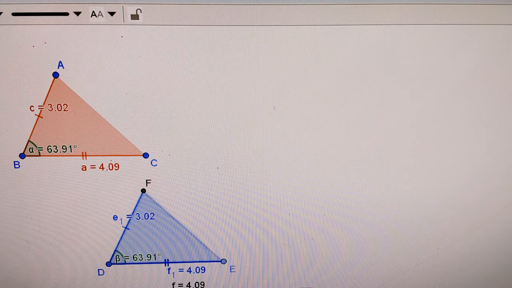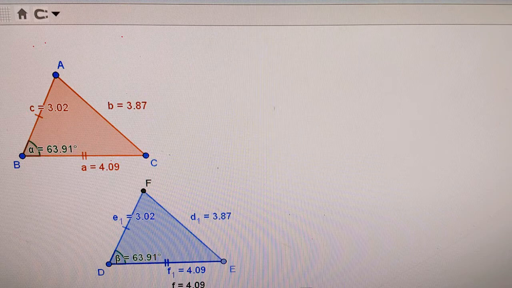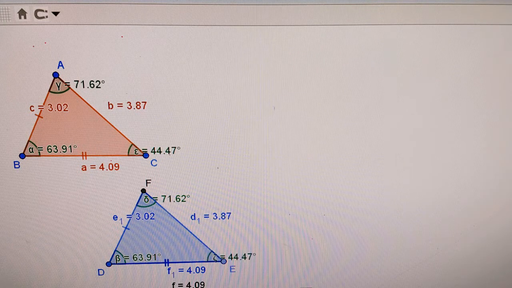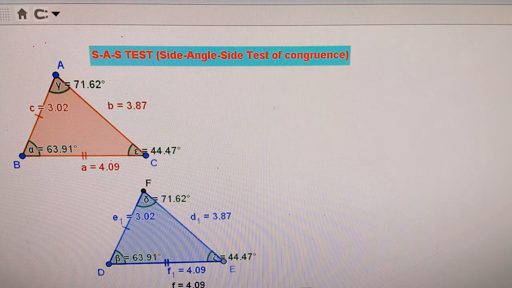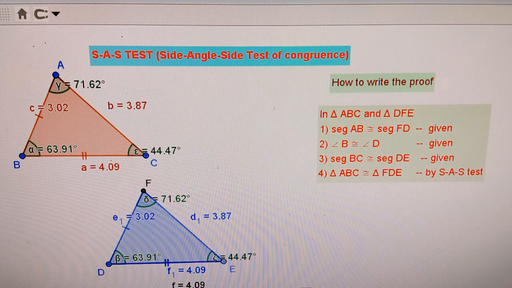See, we were given two sides here, therefore the third side is also congruent, as well as the one angle we were given. Now for the remaining two angles, see, angle A is congruent to angle F, and angle C is congruent to angle E, and hence these two triangles are congruent by the SAS test. That means we have taken two sides and one included angle. Well students, now there is a question: how to write the proof of this? Take two triangles here, triangle ABC and DEF. Whatever information we were given, first write the three conditions of that.